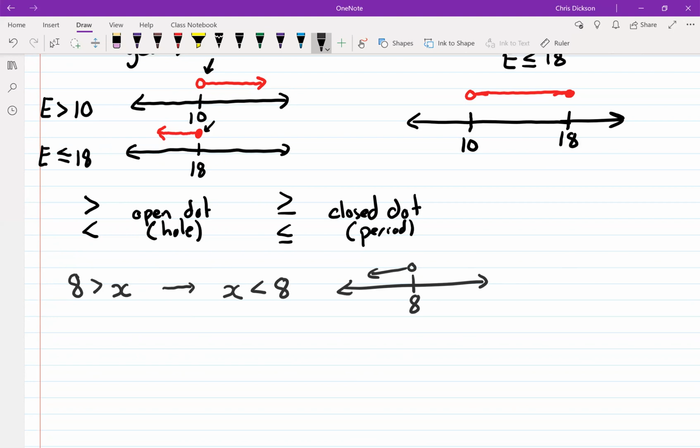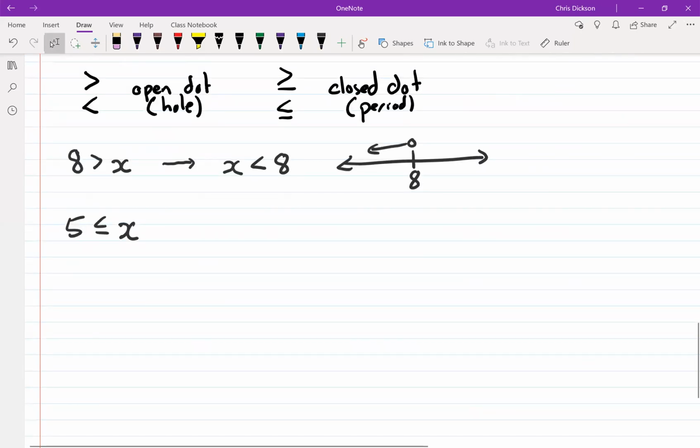So just try one more here. Let's try 5 is less than or equal to x. That's what that says. So you guys try that one on your own. I'm going to write another question below it. This is tricky.